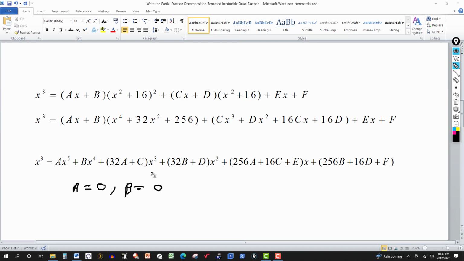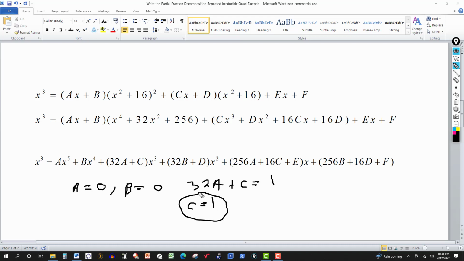Okay, so let's look at the next one. I have 32a plus c, and it's an x cubed. There is an x cubed on the left side. It is understood to have a coefficient of 1. So I can say then that 32a plus c is equal to 1. But we know a is 0. So right away, it tells me that c is equal to 1. Okay, we got that one.